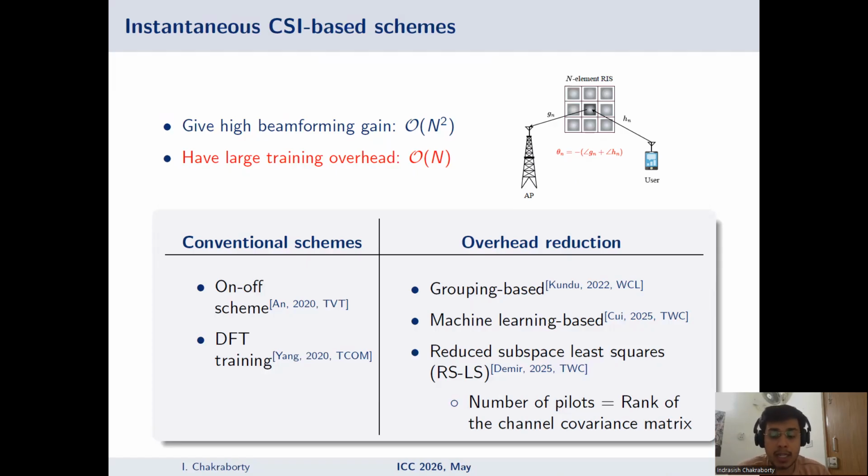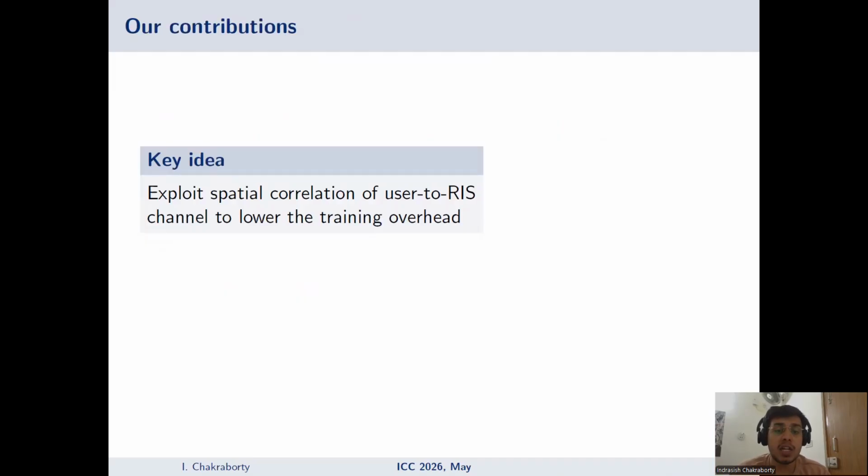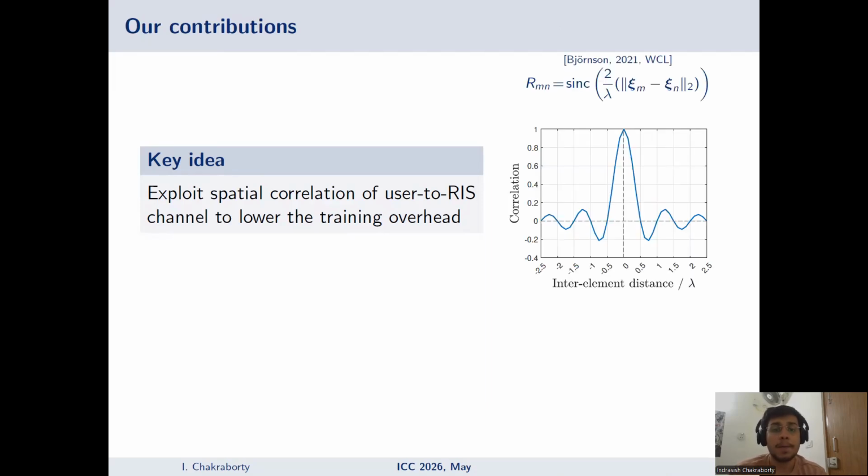And how do you do that? We exploit the spatial correlation of the user to RIS channel to lower the training overhead. Now, why the user to RIS channel only? We'll come back to it after a few slides. But the first question that should come is why correlation, right? Why should you exploit correlation at all.